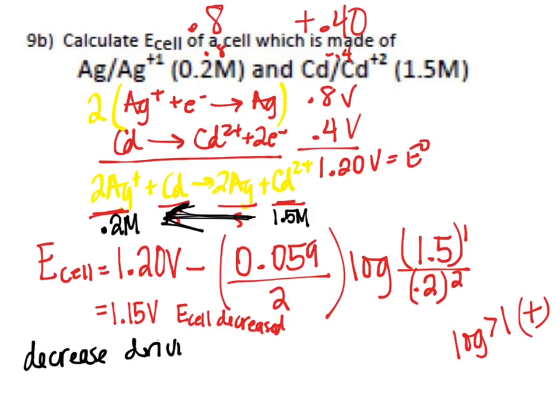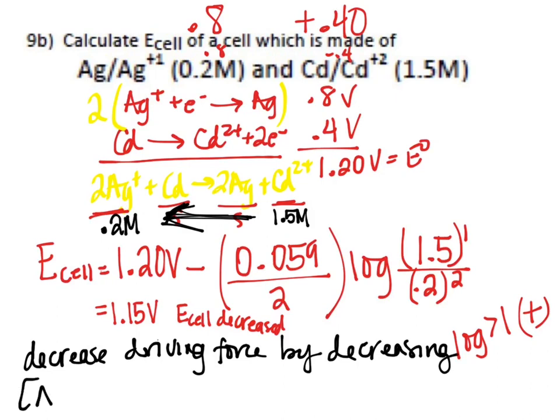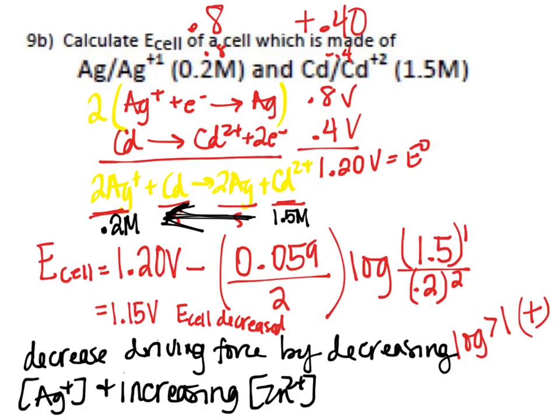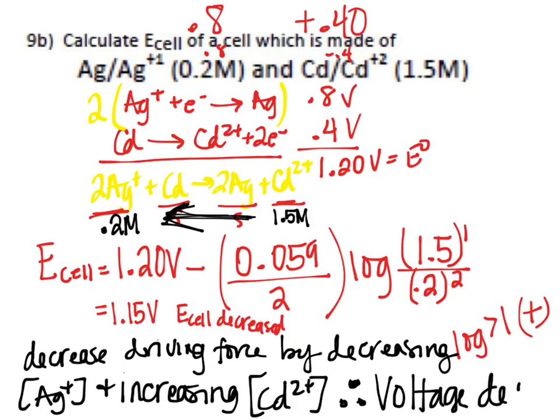So we decrease the driving force by decreasing our silver concentration and increasing our cadmium concentration. Therefore, voltage decreases.